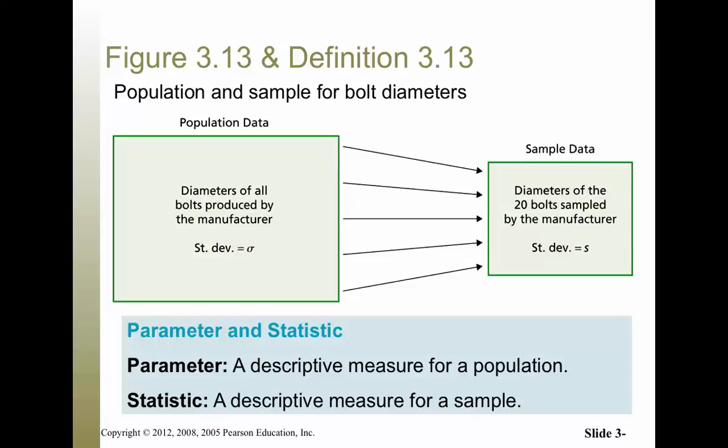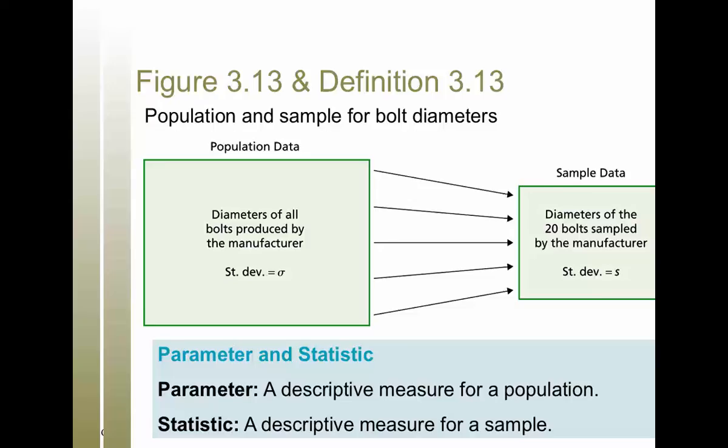So then our parameters are descriptive measures for a population, and statistics are descriptive measures for a sample. And then estimator statistics would be like S. So S is an estimator statistic. It comes from the sample, but it's estimating something about the population. All right, so let's see this in action.